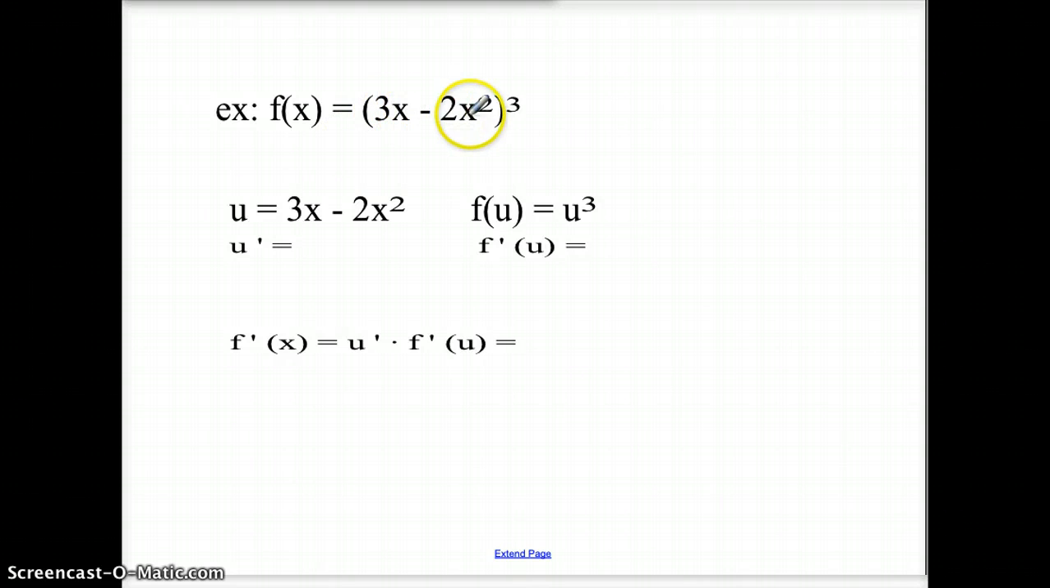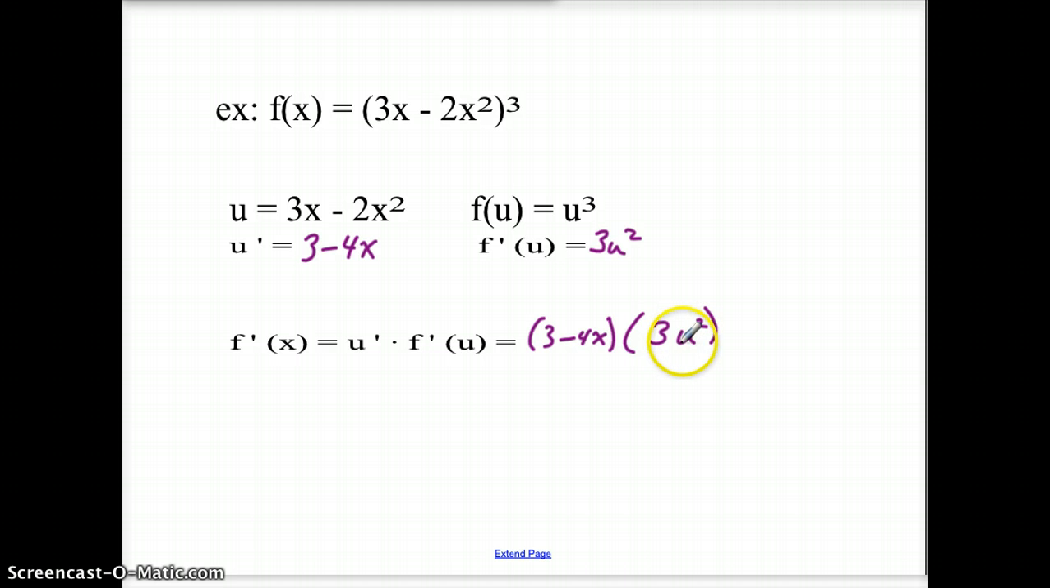First, you identify the inside and the outside functions. The inside is 3x minus 2x squared, all that quantity to the 3rd power. The derivative of that would be 3 minus 4x. The outside is u, which is the inside, to the 3rd power. The derivative of that outside is 3u squared. Then all we do is take them and multiply. The derivative of the inside is 3 minus 4x, and the derivative of the outside is 3u squared.